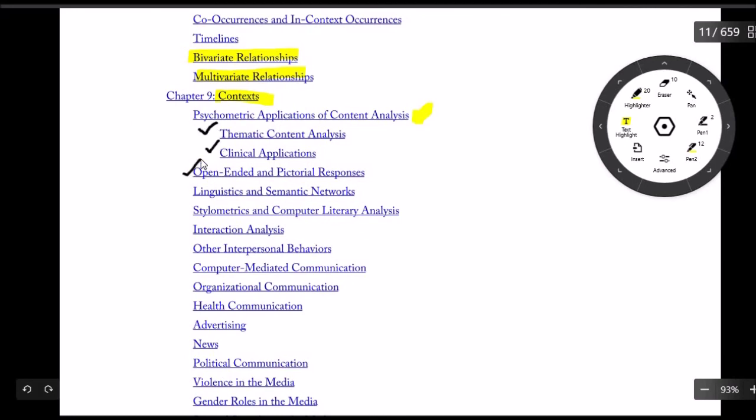So here they have given you the context: psychometric application, then they talk about thematic content analysis, clinical application, open-ended and pictorial references, responses. Now you see, some of you who are working on photographs, at that time would you say that yes, there are open-ended kinds of things? Or some of us who are very keen on interviews, whether semi-structured or structured, how do you proceed further with these kinds of things? Then you have linguistic semantic networks, and I would say it is not just the semantic networks.